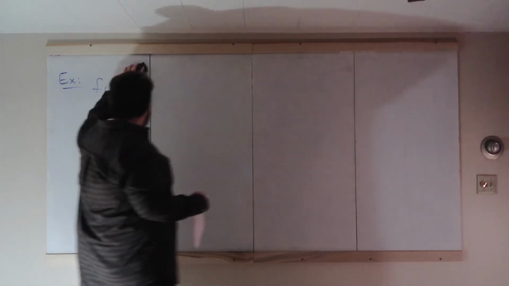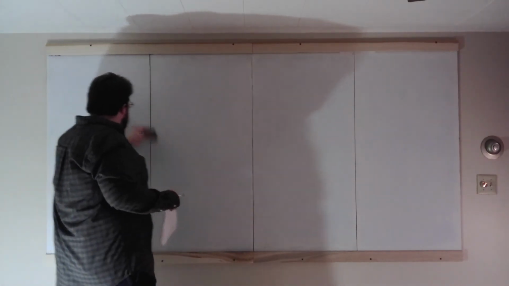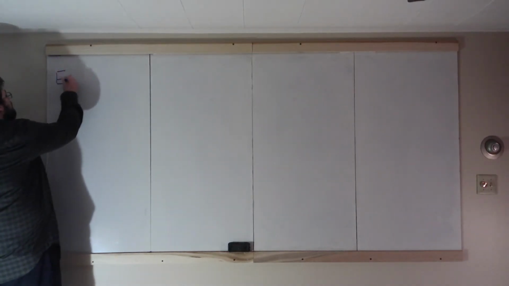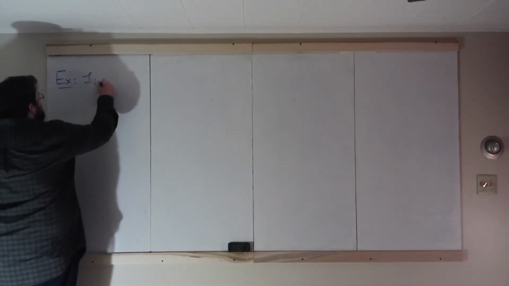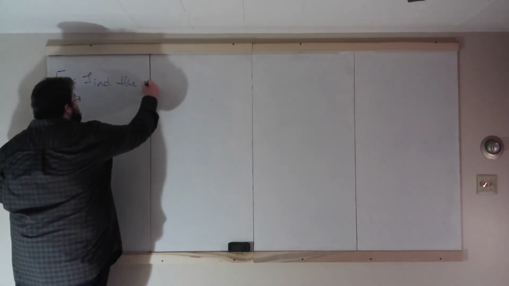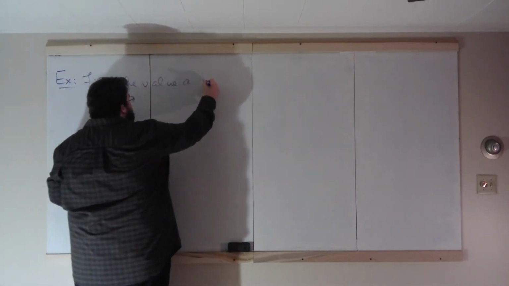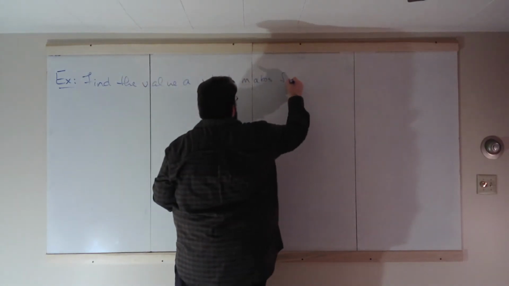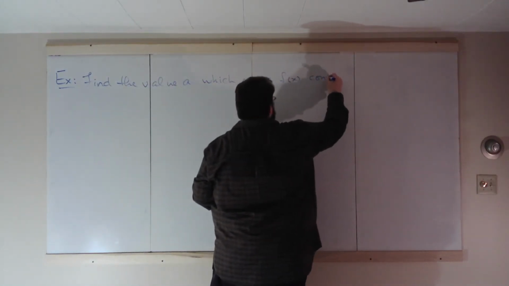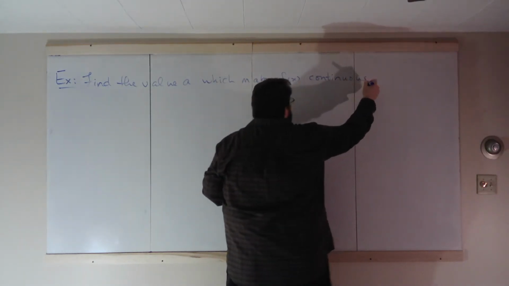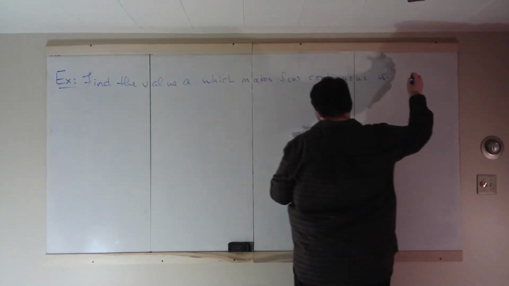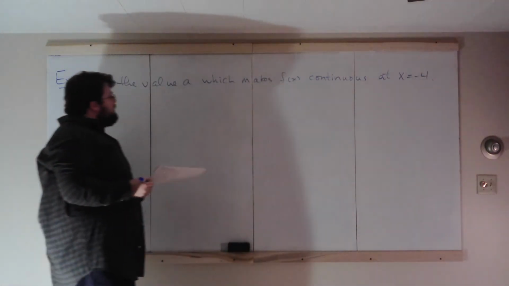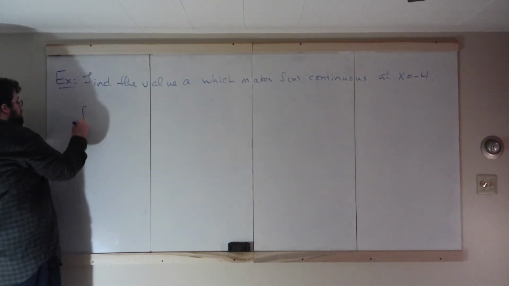Let's do one final example, a different example. Find the value a which makes f of x continuous at x equals negative 4. Find the value a which makes f continuous at x equals negative 4.